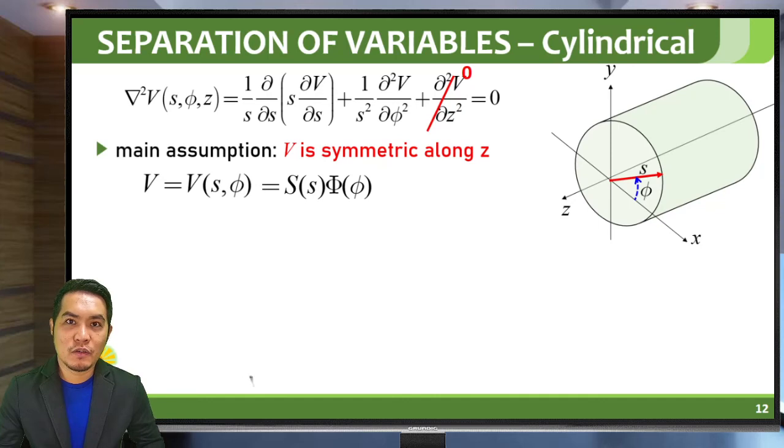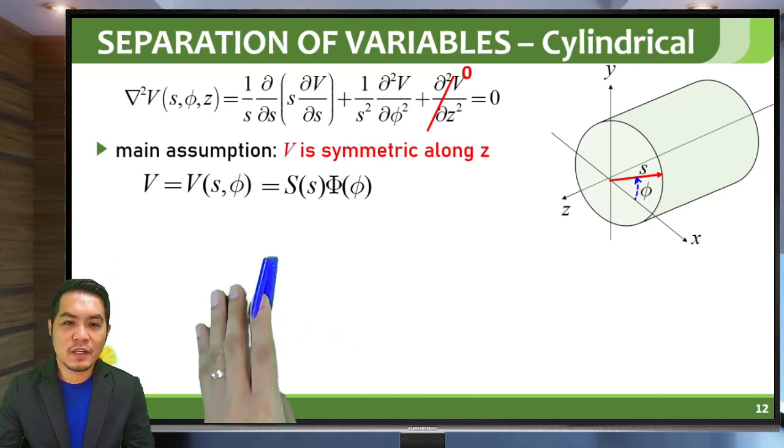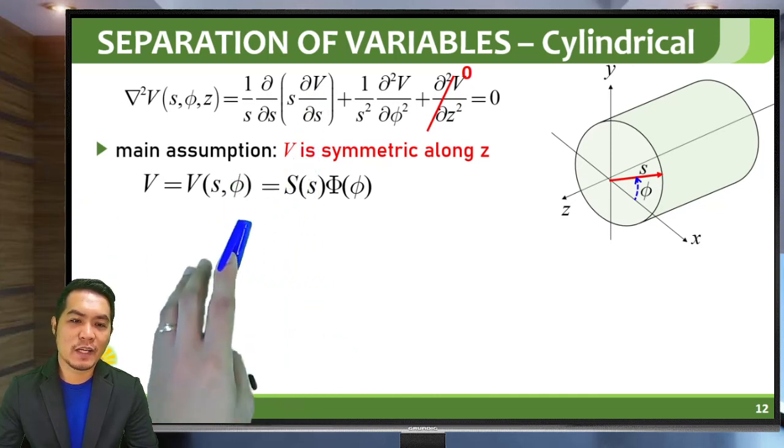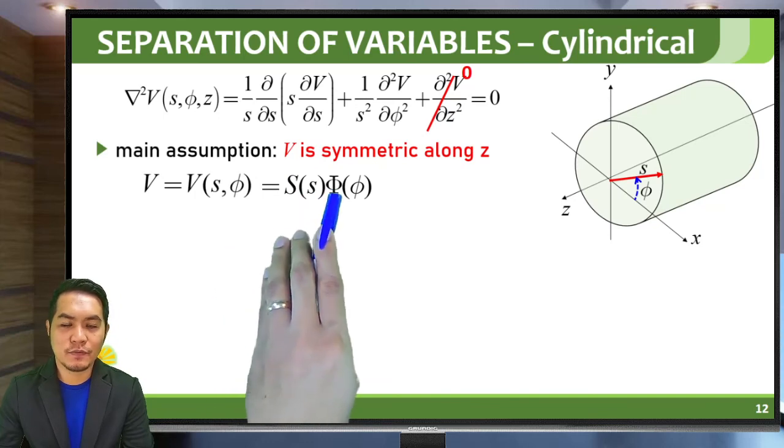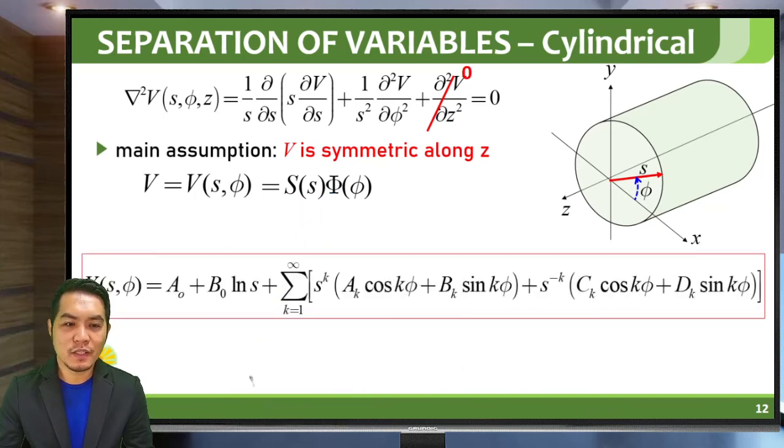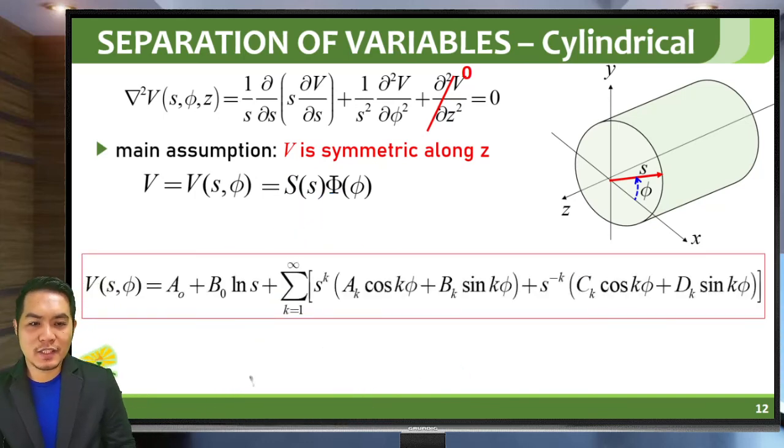Using the same steps, you substitute V, you divide both sides by s and phi, and you will get this result. You will notice that even though this is just for a two-dimensional cylindrical coordinate problem, the general solution is very, very long.